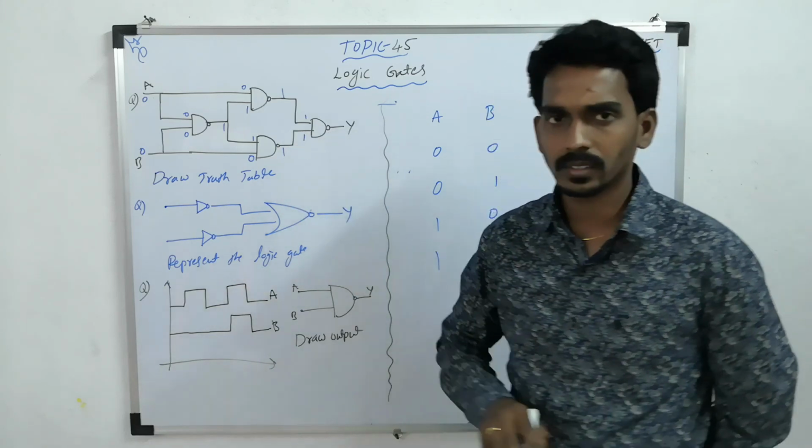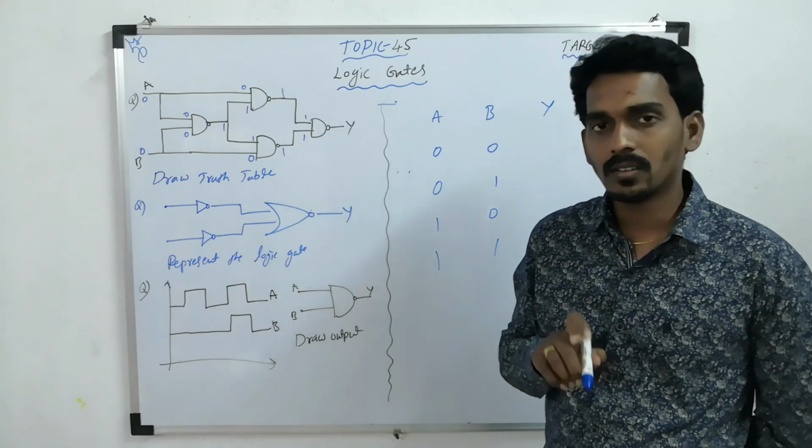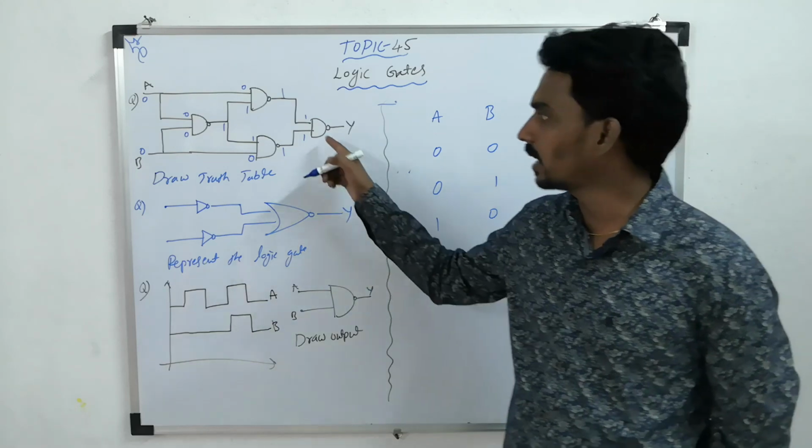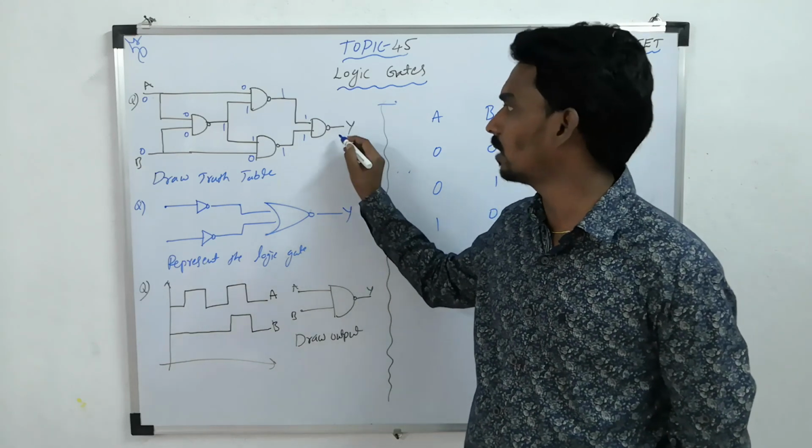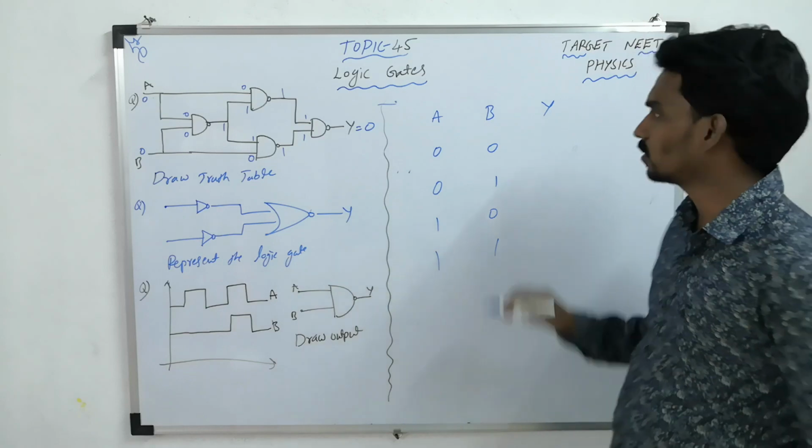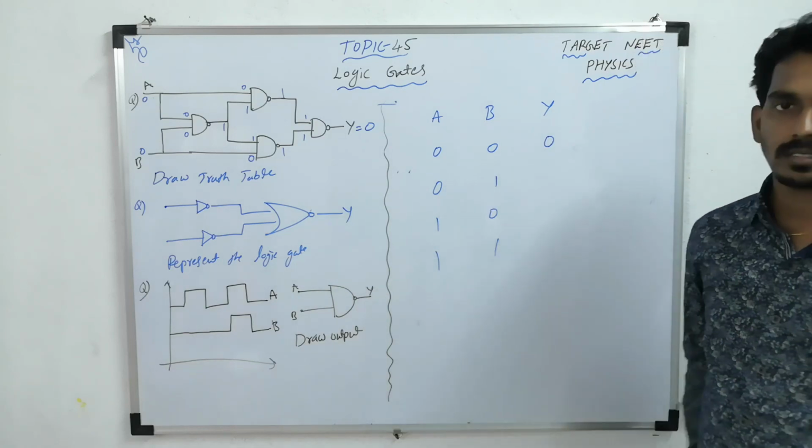So 1 1. For an AND gate, 1 1 is 1. But here a NAND gate is there. So for 1 1, what is the result? 0. So for 0 0 it is 0.